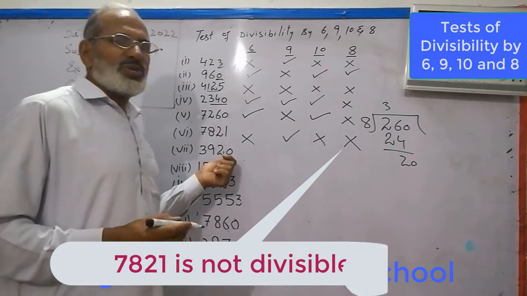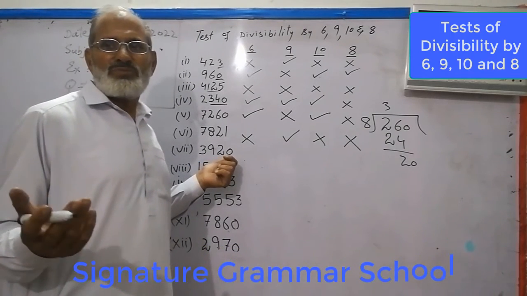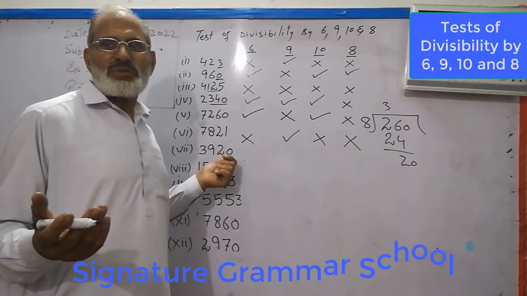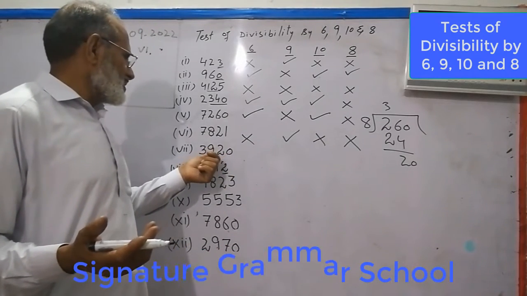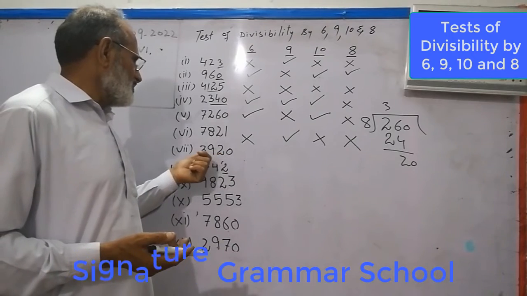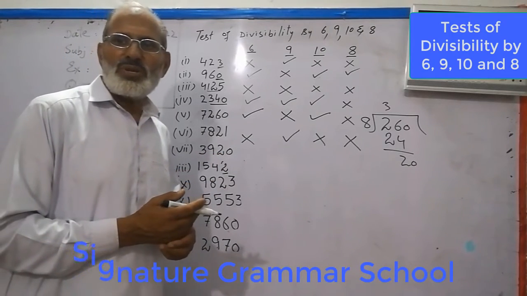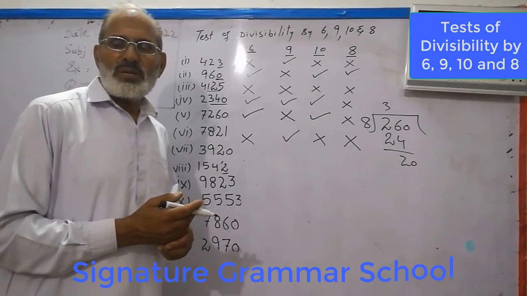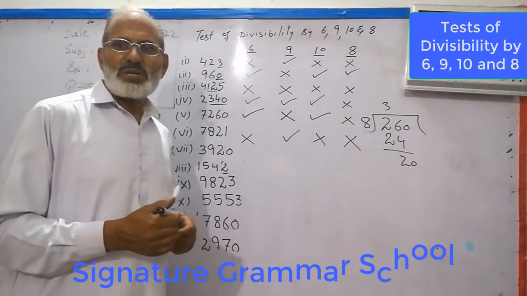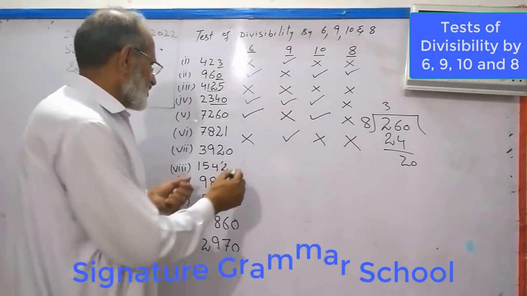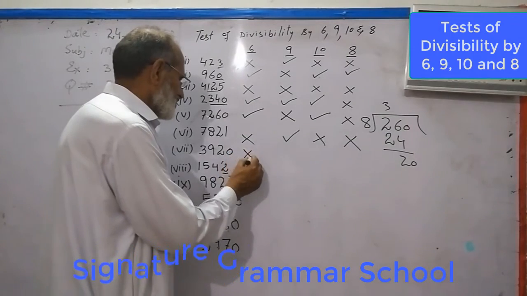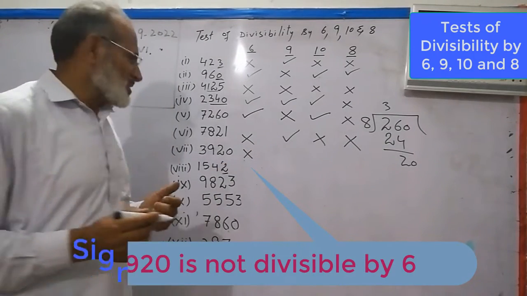Here it's 0, and when there is 0, that value is divisible by 2. So the first condition is met. For the second condition, 9 plus 2 becomes 11, and 11 plus 3 becomes 14, and 14 does not come in the table of 3. Therefore, this value is not divisible by 6.